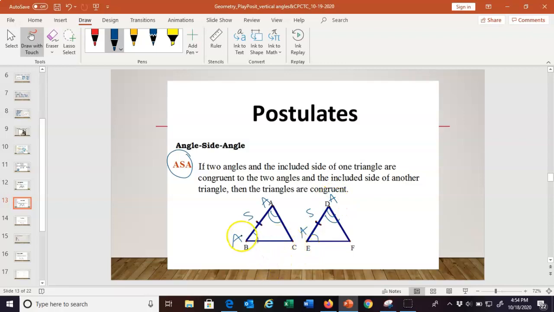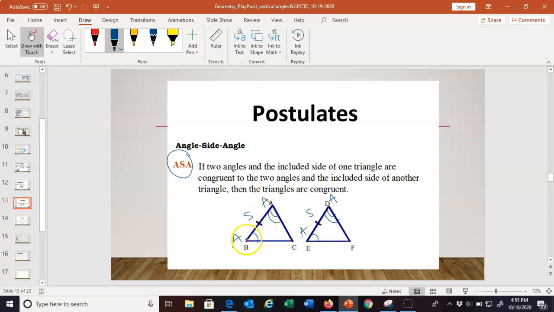We would not read this angle, angle, side. You see how that's not correct. You cannot skip parts of the triangle that are not marked. Okay, hope I'm making that sound very important because it is, because it will change your answers. You can see that that was a different postulate. That was angle, angle, side.